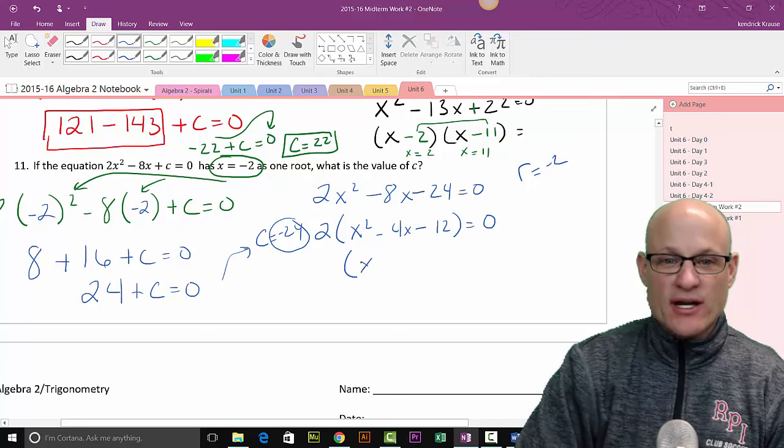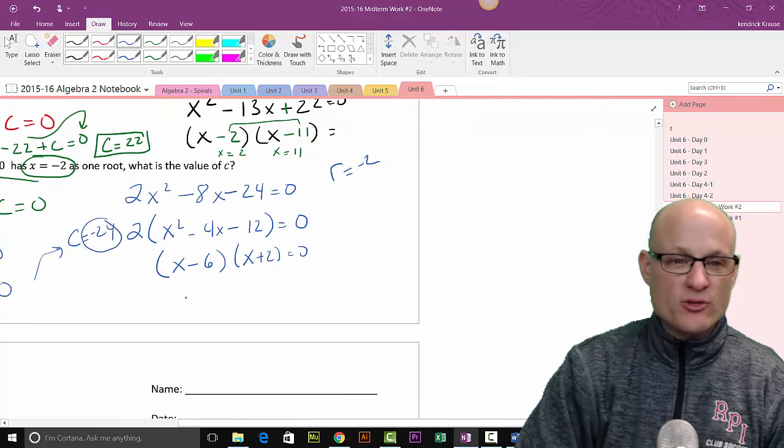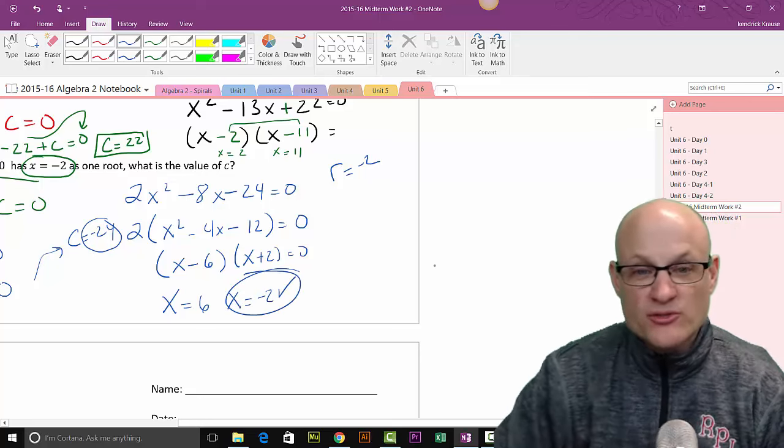So this factors to x minus 6, x plus 2 equals 0. So my two roots are x equals 6 and x equals negative 2. And there's my negative 2 root. So looks like it worked.